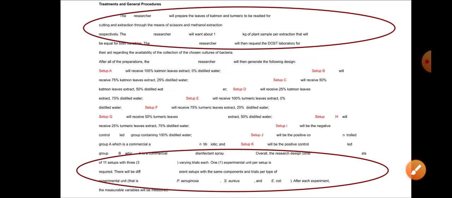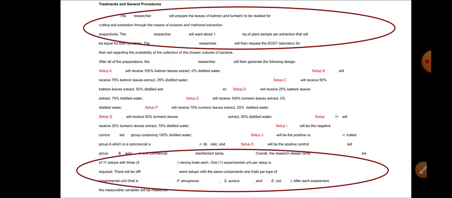And then at the end part, the researcher stated that, okay, overall, the research design consists of 11 setups with 3 varying trials each. One experimental unit per setup is required. There will be different setups with the same components and trials per type of experimental unit.